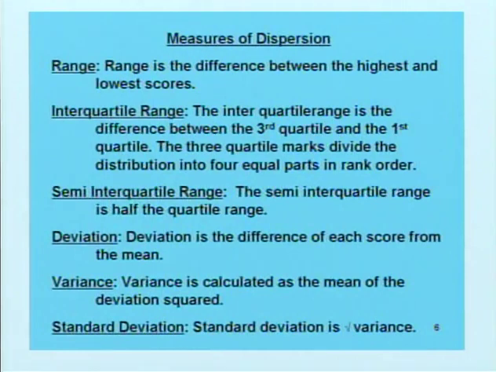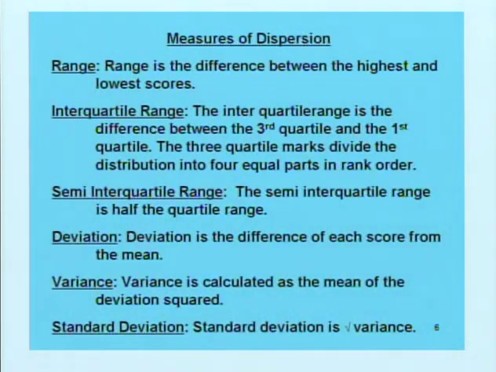Measures of dispersion. First measure, the range. Range is the difference between the highest and lowest scores. The interquartile range. The interquartile range is the difference between the third quartile and the first quartile. The three quartile marks divide the distribution into 4 equal parts in rank order. The semi-interquartile range. The semi-interquartile range is half the quartile range.